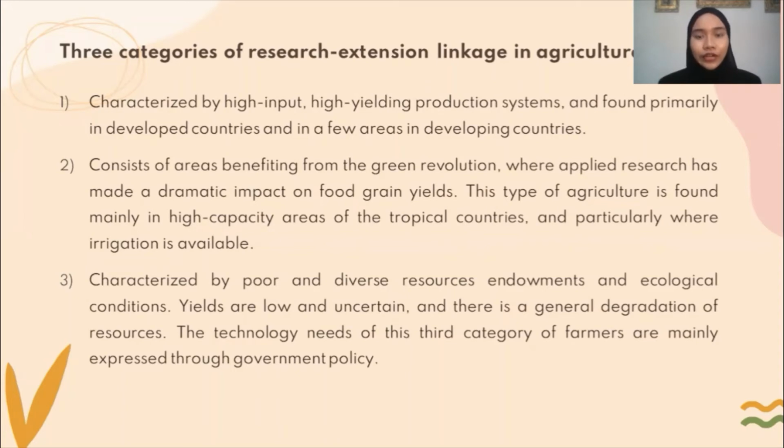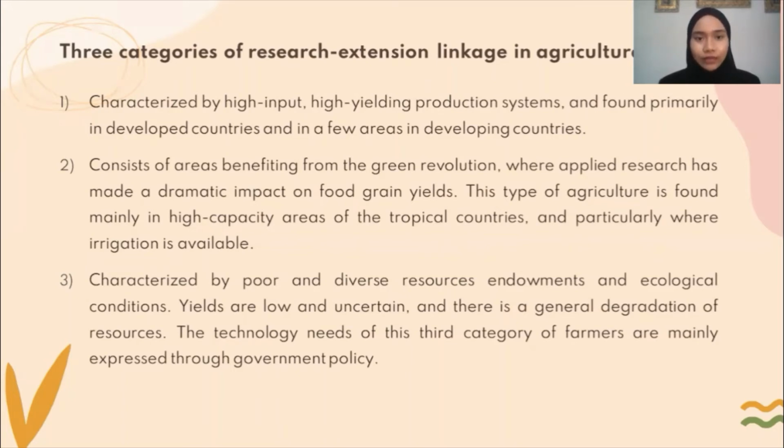The second category consists of areas benefiting from the Green Revolution, where applied research has made a dramatic impact on food grain yields. This type of agriculture is found mainly in high-capacity areas of the tropical countries and particularly where irrigation is available.